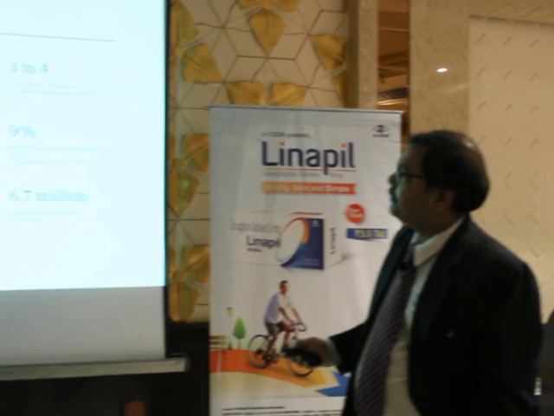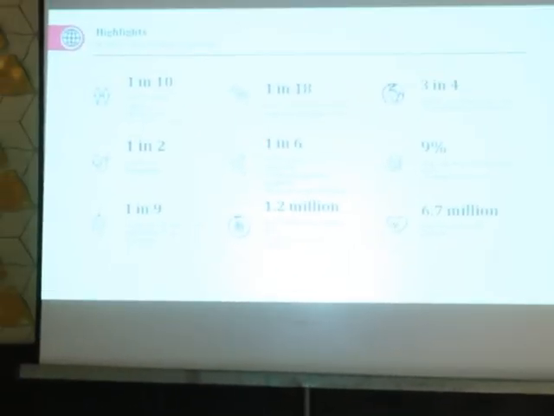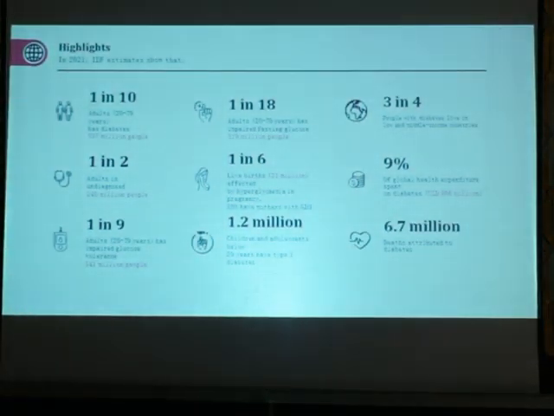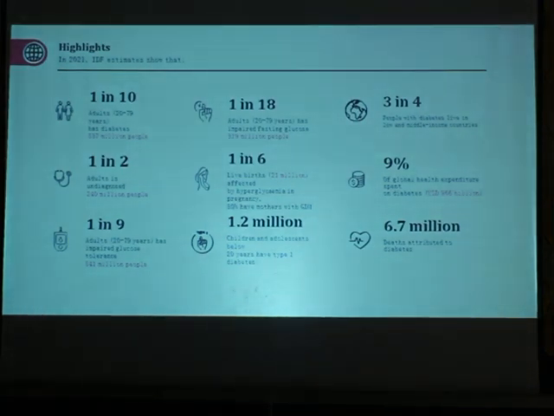So, this is the 2021 IDF data, and the problem is huge, as we say, the epidemic of diabetes. In the entire world, 1 in 10, that is 10%, of adults between 20 to 79 years have diabetes. And that, if you estimate, is 537 million people, that is 53 crore people.